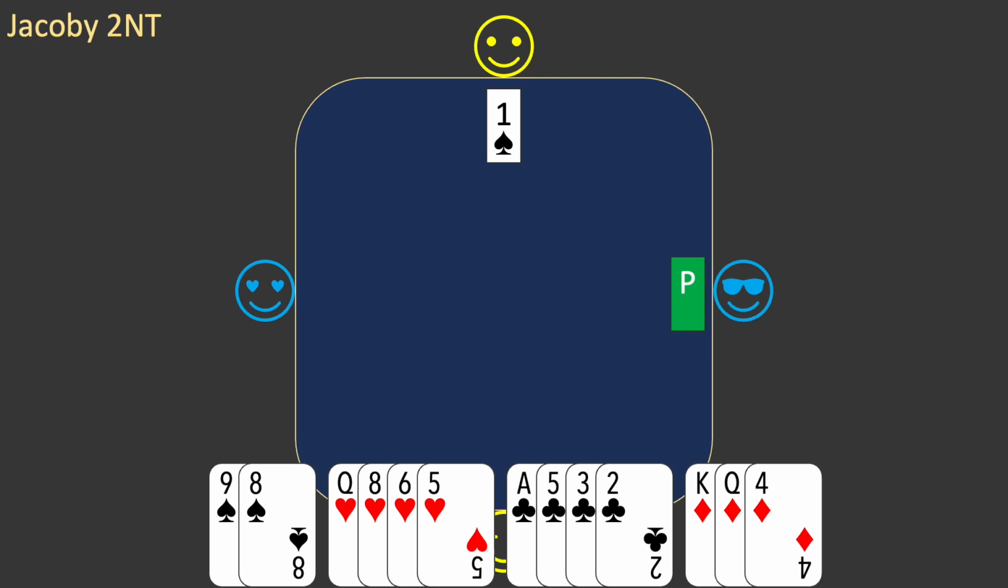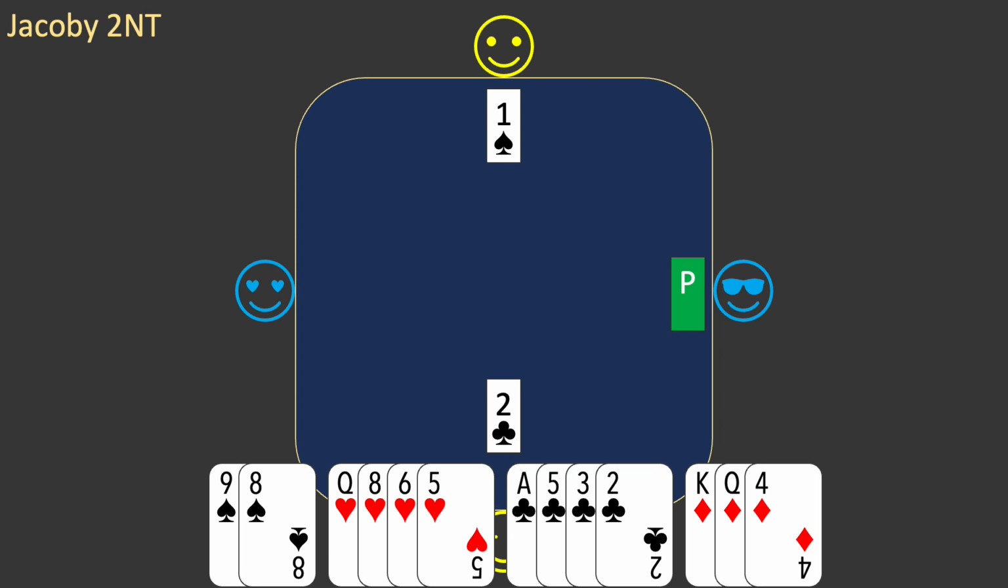The auction meets the requirements for a Jacoby 2NT bid. So if you bid 2NT, partner will misinterpret your bid. So you cannot bid 2NT. You need to make a different bid. You follow the other rules from the Learn to Play series and bid 2 clubs. Now there is no confusion. Partner will understand your bid perfectly.